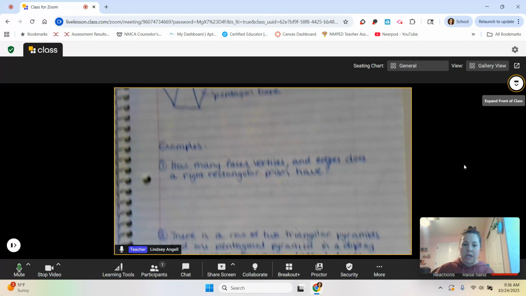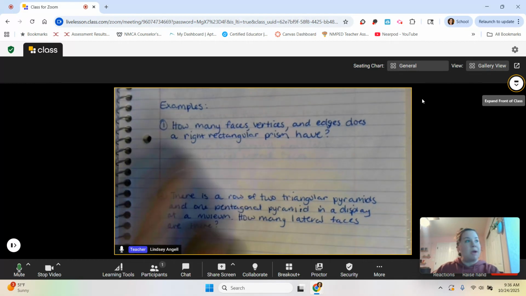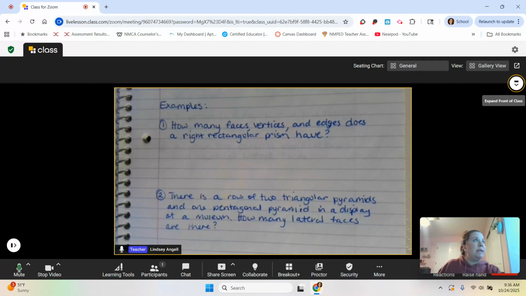All right, so let's look at some examples. For my first problem, this is actually number 1 on your practice. How many faces, vertices, and edges does a right rectangular prism have?